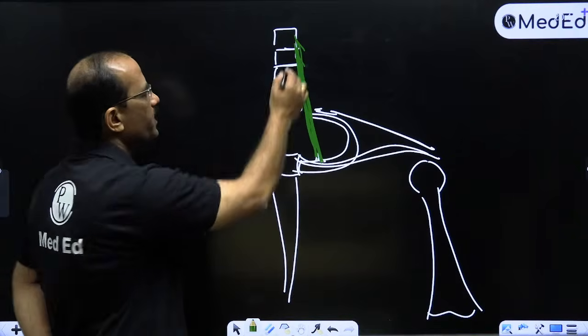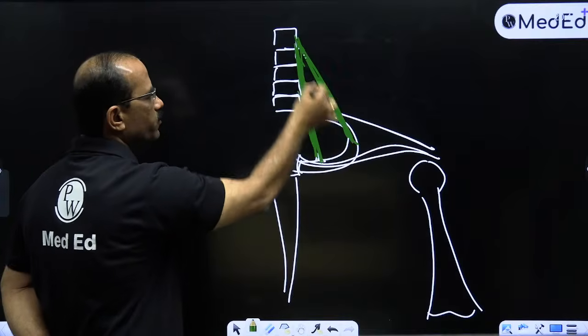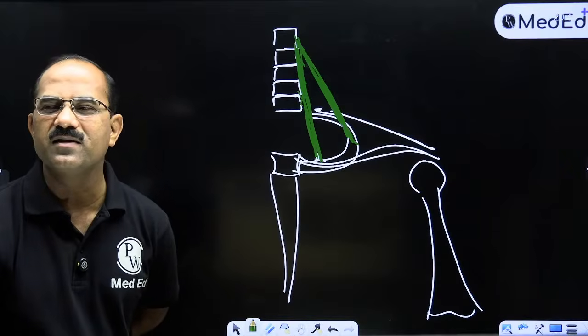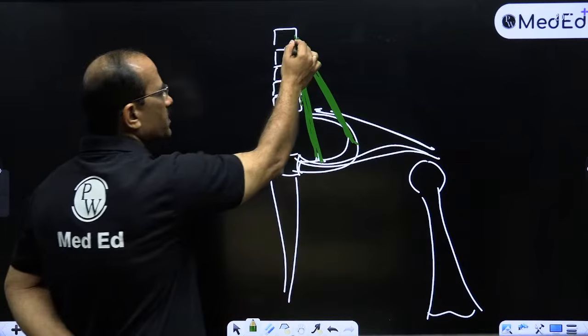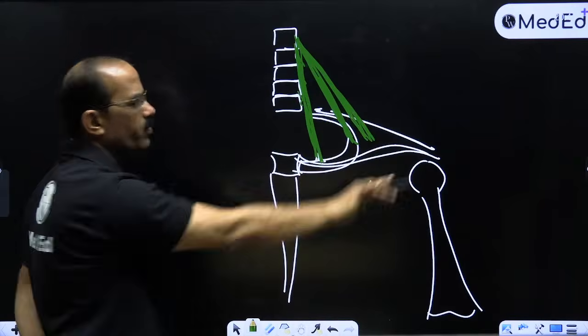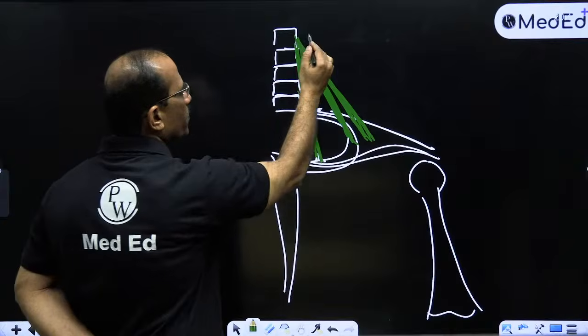A muscle begins from the cervical vertebrae, comes and gets inserted on the first rib on a posterior aspect. That's the scalenus medius. A muscle begins from the cervical vertebrae and goes to the second rib. I'm not drawing the second rib. That's the scalenus posterior. Now go up.